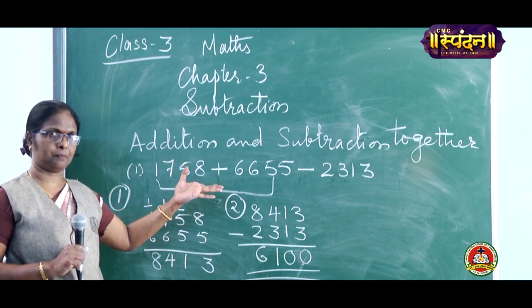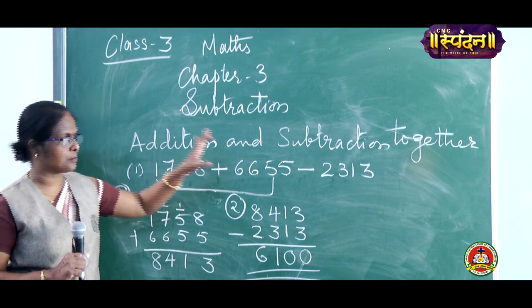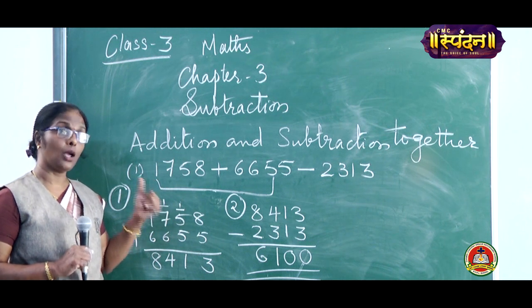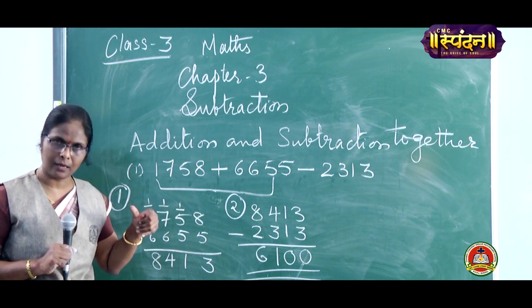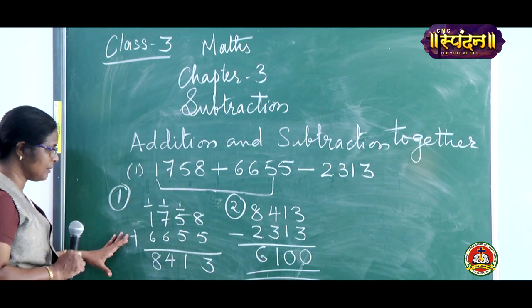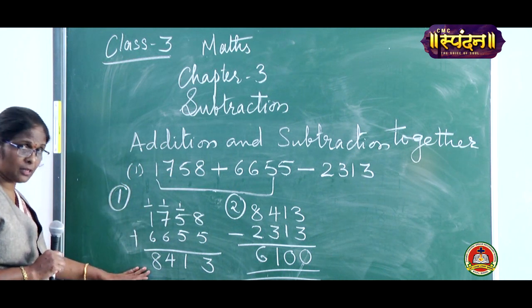So once again, when there is a mixture, a sum where addition as well as subtraction are both there, what do you have to do? First you have to add the numbers. Whichever numbers have the plus sign, combine them together, bring those numbers together, add the numbers and get the answer first.